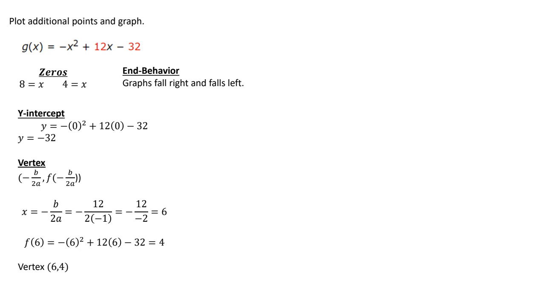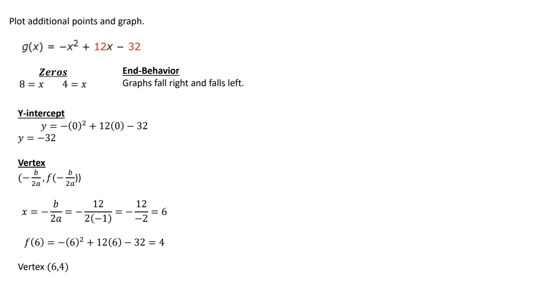12 divided by 2 times negative 1. And again, there's a minus there in front of it. So 2 times the negative 1 is a negative 2. 12 divided by a negative 2 is a negative 6, and the negative 6 times the negative sign will give me that positive 6. So this is the x value of the vertex.